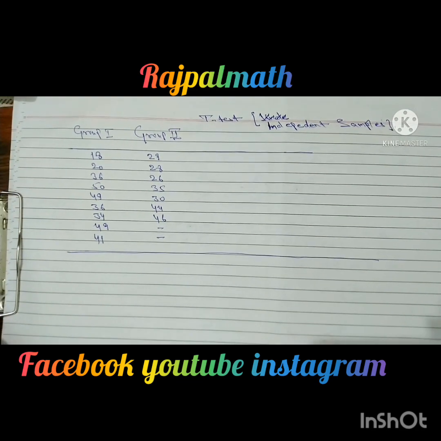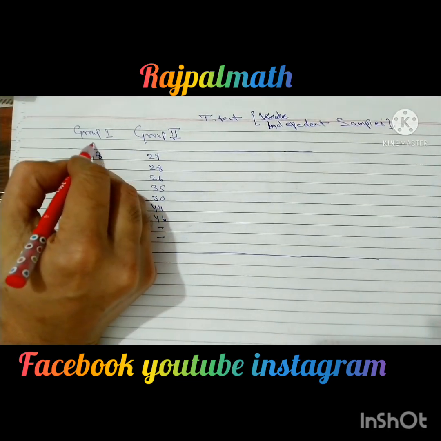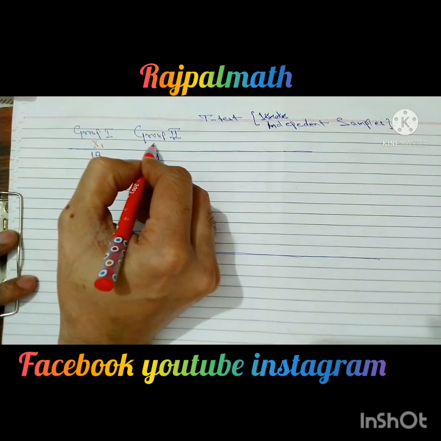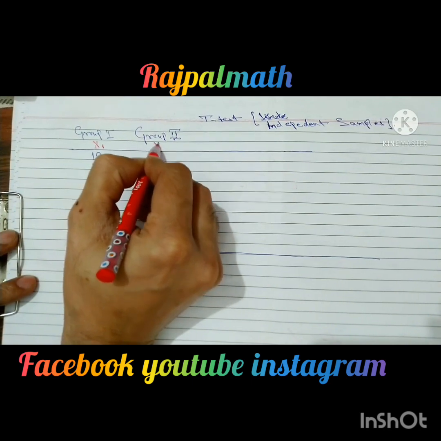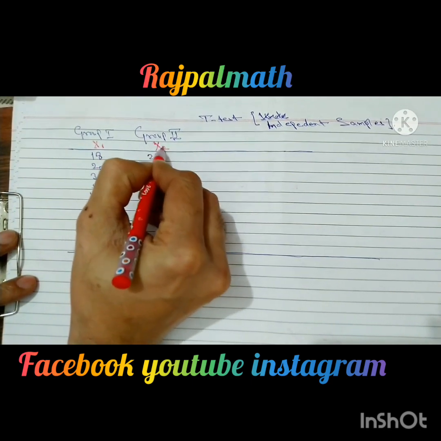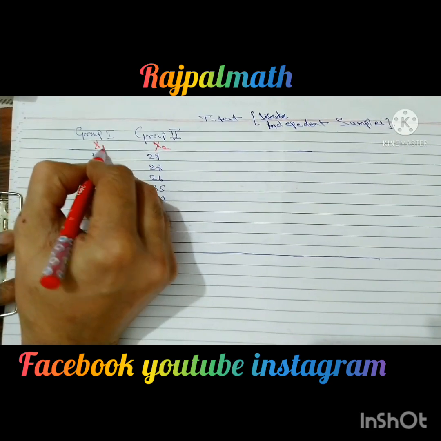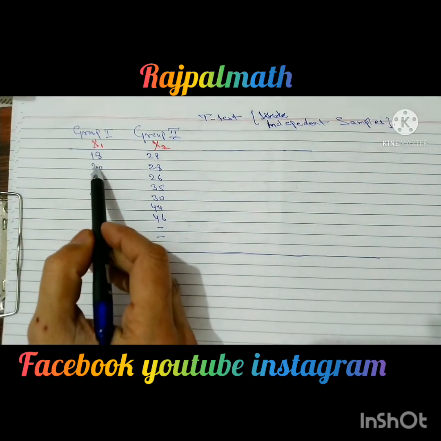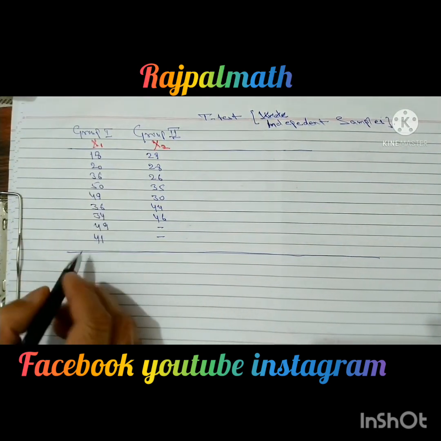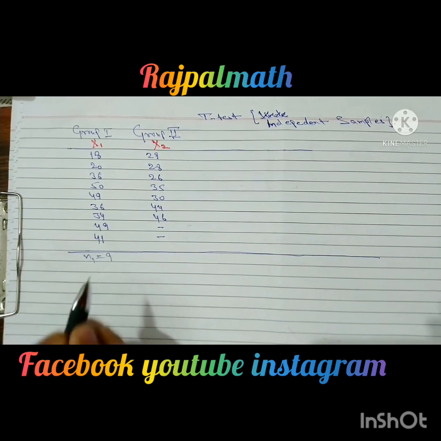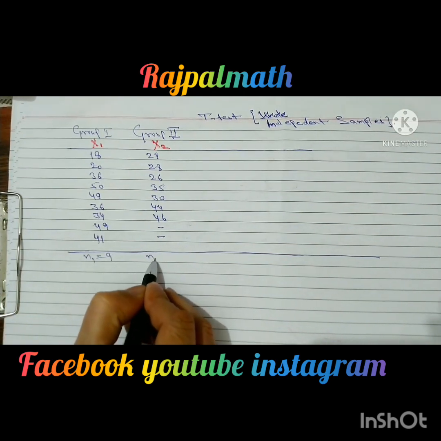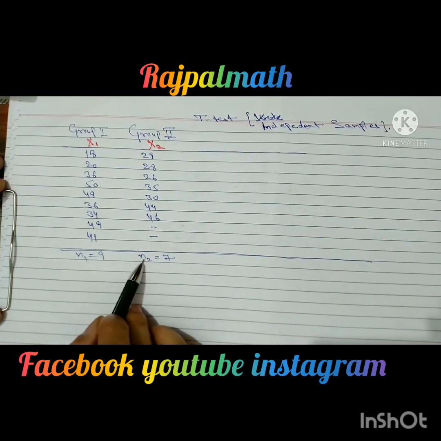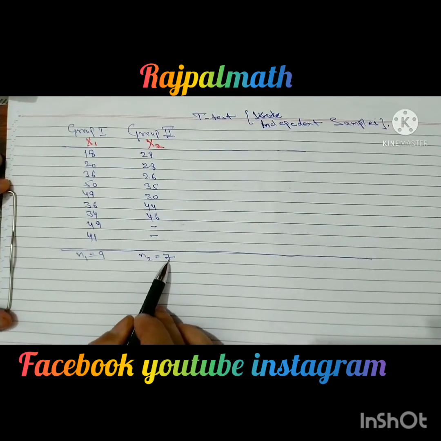In t-test, let marks of group 1 be x1 and marks of group 2 be x2. Number them 1, 2, 3, 4, 5, 6, 7, 8, 9. Here n1 equals the number of elements of group 1, which is 9, and n2 equals the number of elements of group 2, which is 7.